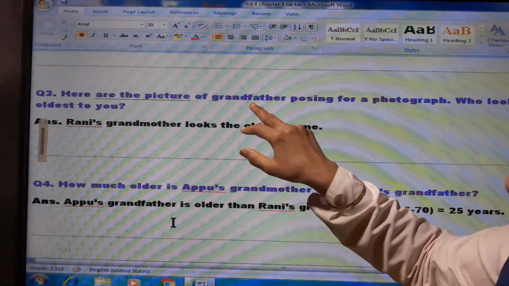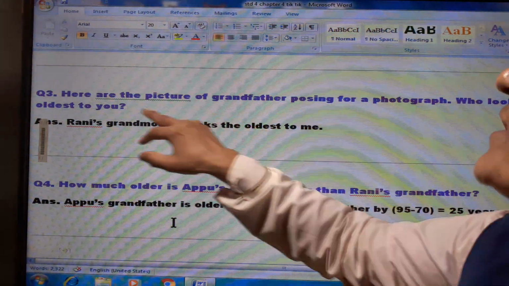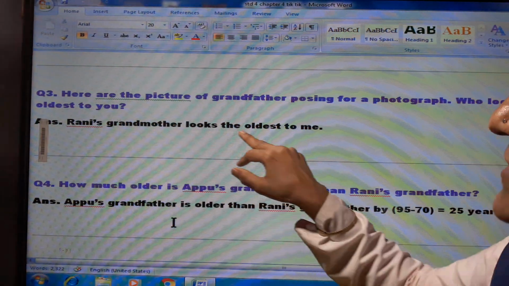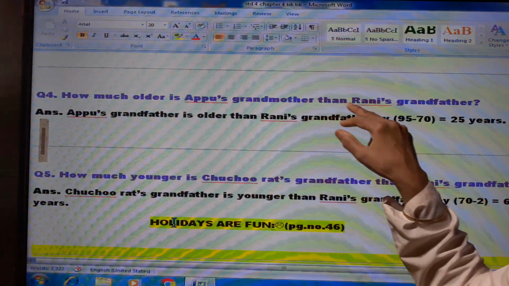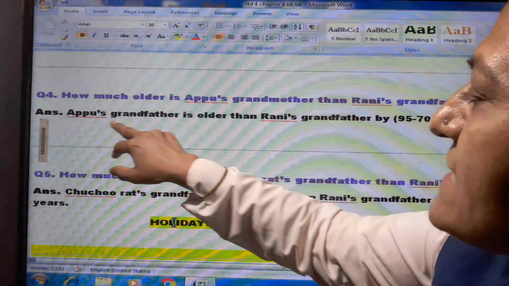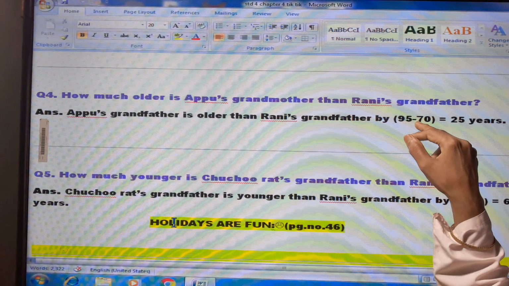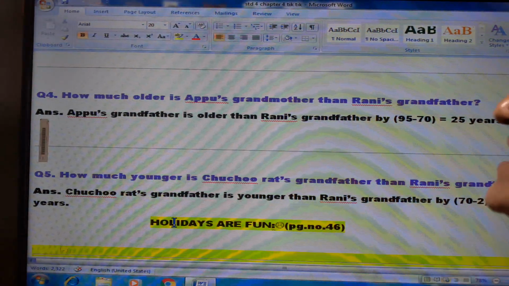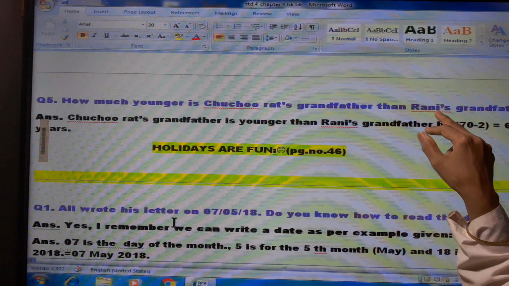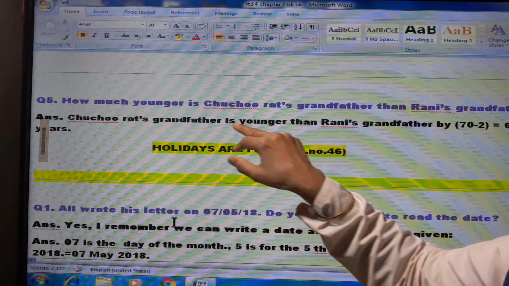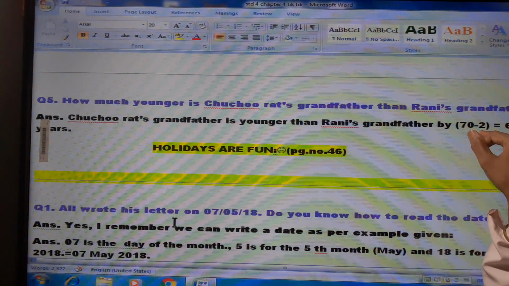Here are the pictures of grandfathers posing for a photograph. Who looks the oldest to you? Rani's grandfather looks the oldest to me. How much older is Appu's grandfather than Rani's grandfather? Appu's grandfather is older than Rani's grandfather by 95 minus 70 is equal to 25 years. How much younger is Chuchu rat's grandfather than Rani's grandfather? Chuchu rat's grandfather is younger than Rani's grandfather by 70 minus 2, 68 years.